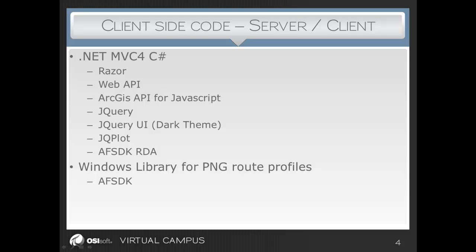So the client-side code really has two key pieces to it. It is a .NET MVC4 project written in C#. So it also has a server component to it, which serves up the data and allows for easy interaction with the JavaScript and HTML client. So there's the MVC4 project, and there's also a small Windows library added to it, which really has only one task, that is creating PNG images of route profiles. And we'll discuss that a little bit later.